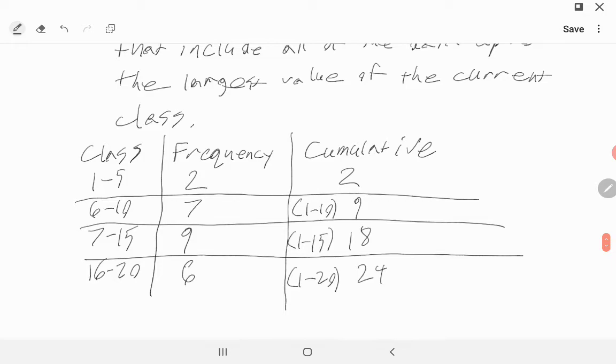And so essentially we could think of how many students scored up to 5 on a quiz. We could say 2. How many students scored up to 10 on a quiz? That'd be 9. How many students scored up to 15? We get 18. And then how many students scored up to 20? We get 24.